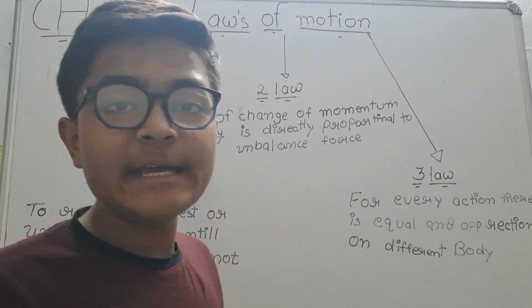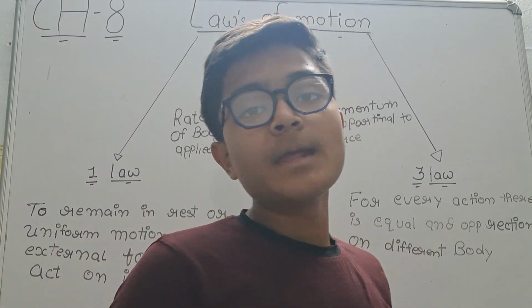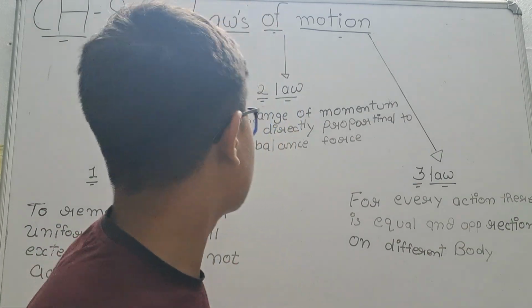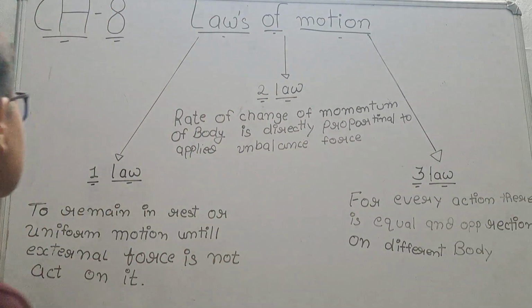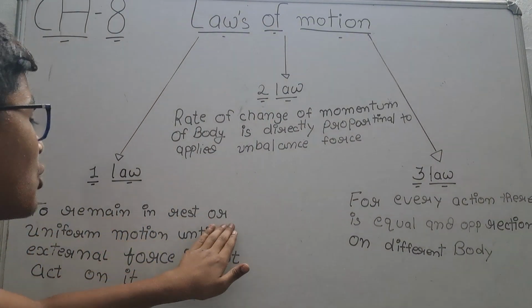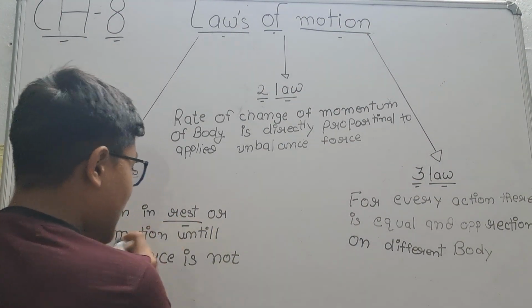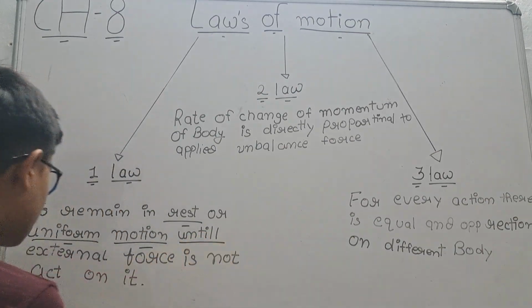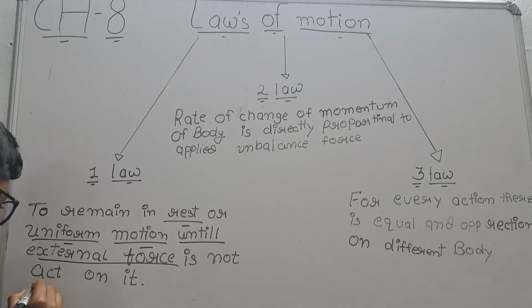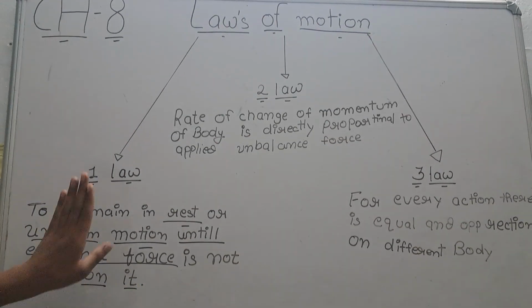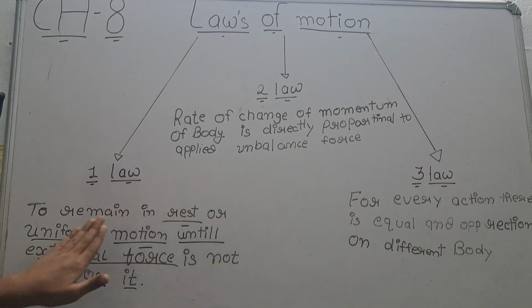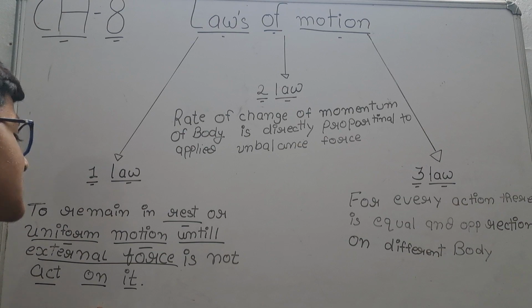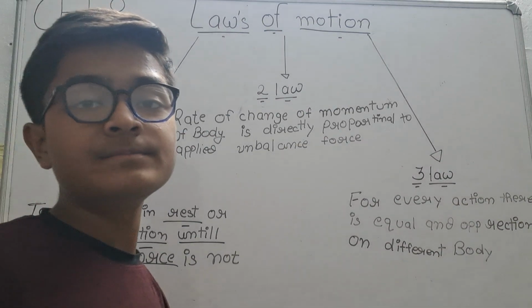The first law and inertia are the same, but in inertia the word tendency is used at the start of the definition, while in the first law the word tendency is not used. To remain at rest, or, this is the important word, in uniform motion, until an external unbalanced force acts on it. To remain at rest or in uniform motion until an external force is not applied, or acts on it. This is the first law.